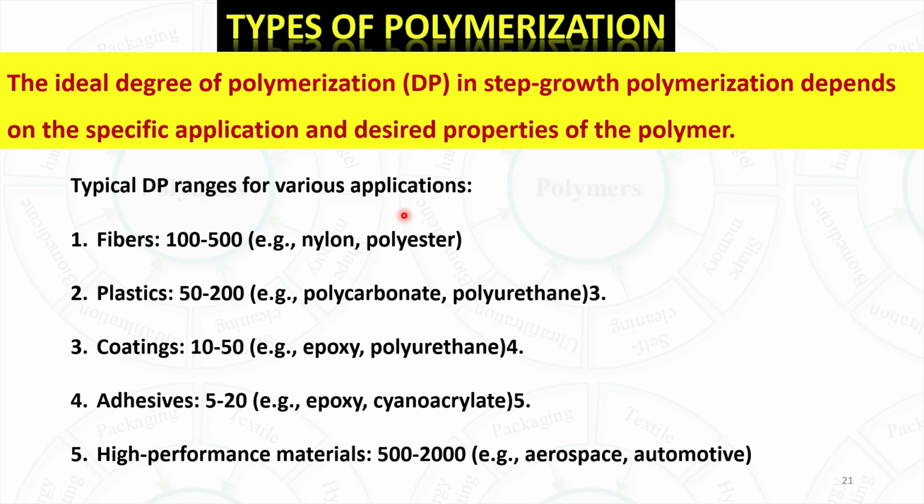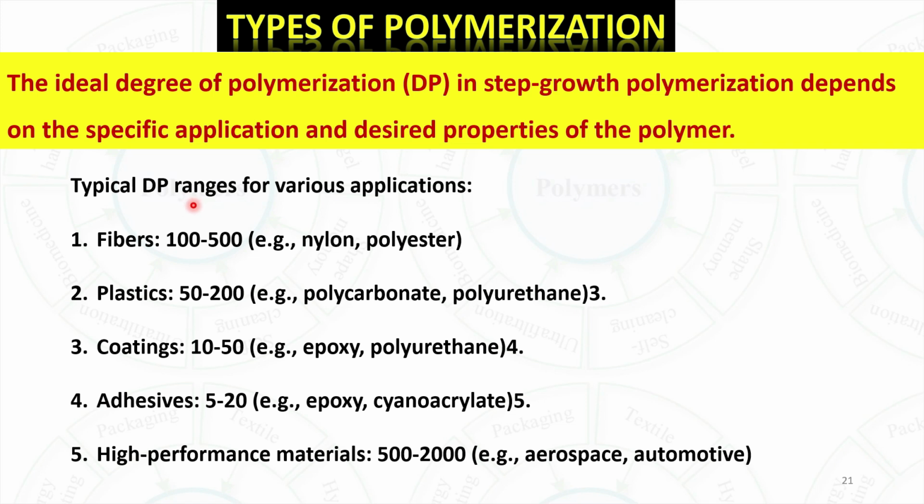This is how you can differentiate between the two, right? And you see, the ideal degree of polymerization in step growth polymerization depends on the specific application and the desired properties of the polymer. Since you are forming the polymer in the later stages of the reaction, you need to know what degree of polymerization you require. The degree of polymerization you require for different kinds of purposes is different, right?